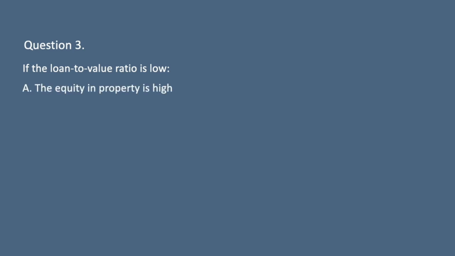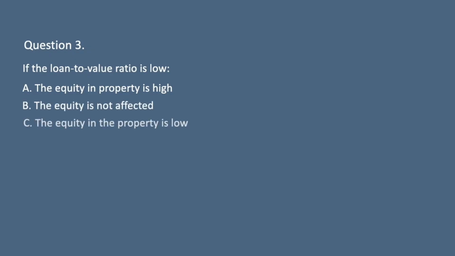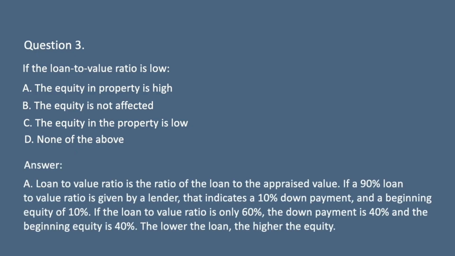Question 3. If the loan-to-value ratio is low. A. The equity in property is high. B. The equity is not affected. C. The equity in the property is low. D. None of the above. Answer. A. Loan-to-value ratio is the ratio of the loan to the appraised value.